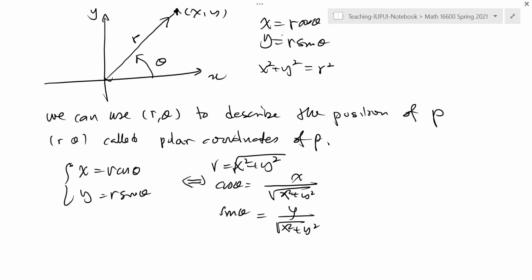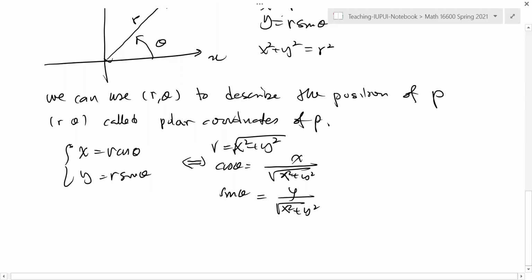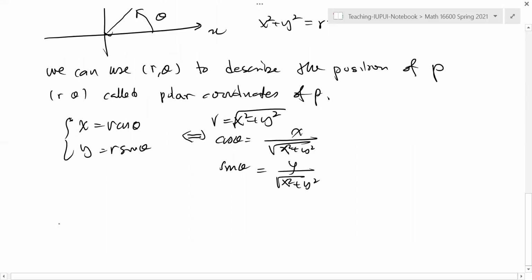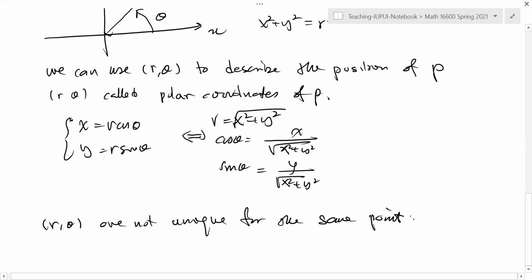However, I have to say that theta is not unique for the same point. So r and theta are not unique for the same point, right? And x and y are unique. Given a point, you get uniquely x and y. Okay, x and y are unique for the point P, because you just draw a vertical line, draw a horizontal line, and you get the x and y intercepts.